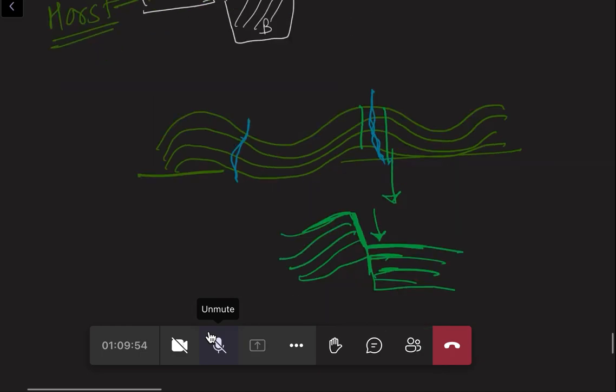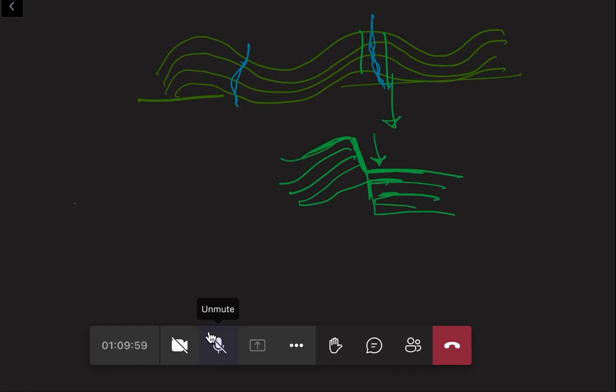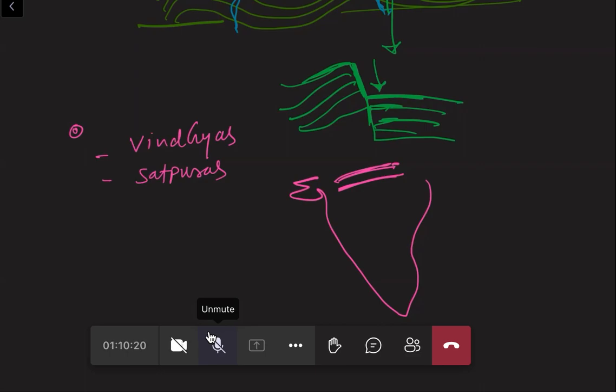Now what are the examples of these type of block mountains? The example nearby us is what? Vindhyas, Satpuras. Okay, Vindhyas and Satpuras. Where are these located? These Vindhya and Satpura ranges are nothing but block mountains. Okay, so block mountains create the rift. We'll see this later on again. Yesterday we just saw what is rift and all. So Vindhyas and Satpuras create rifts.